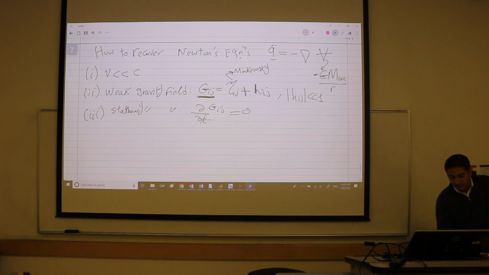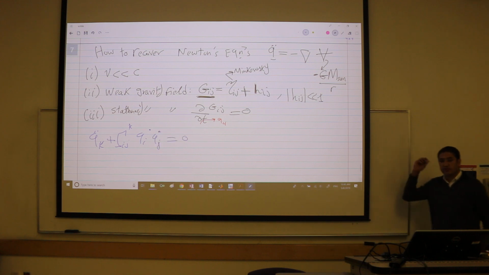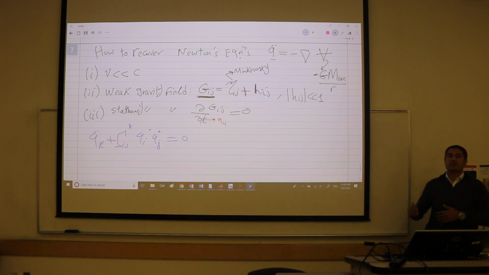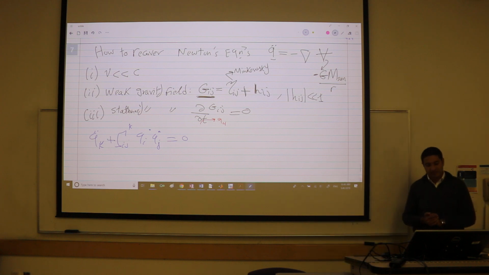And I'm reminding you, this is Q4, correct? So our equations of motion: Qk double dot plus gamma ijk qi dot qj dot. First of all, what do you mean by dot? Previously you're saying with respect to time, no, time is one of the dependent variables, it's not independent anymore.